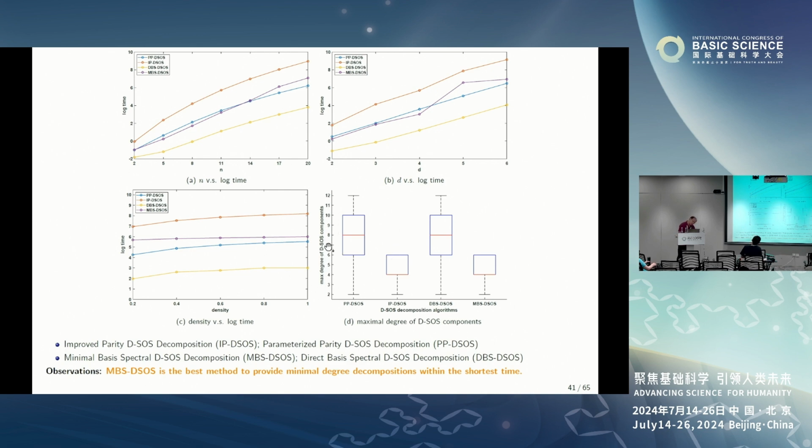The second thing, in the last graph, is the maximum degree. They provide different quality decompositions, and on average the best average is obtained by IP, and the minimal basis, with a small deviation as well. You can see that the best is in fact provided by MBS, the minimal basis decomposition, which provides the minimal degree with the smallest average and within the shortest time. So this should be the best one among the others.